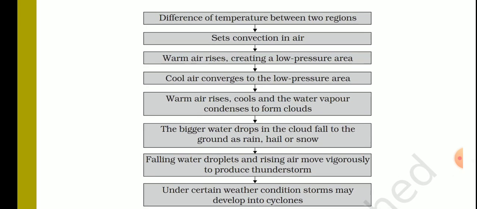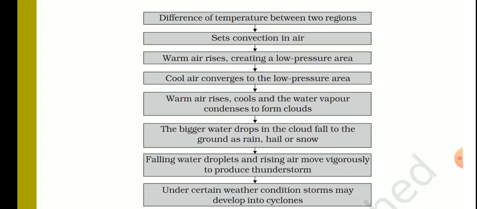Okay, see, first the difference of temperature between the two regions. Definitely there needs to be a difference of temperature between two regions. What does it do? It sets convection in air. Because the place with higher temperature will have warmer air, and the warmer air will rise up, and that region will become of low pressure.